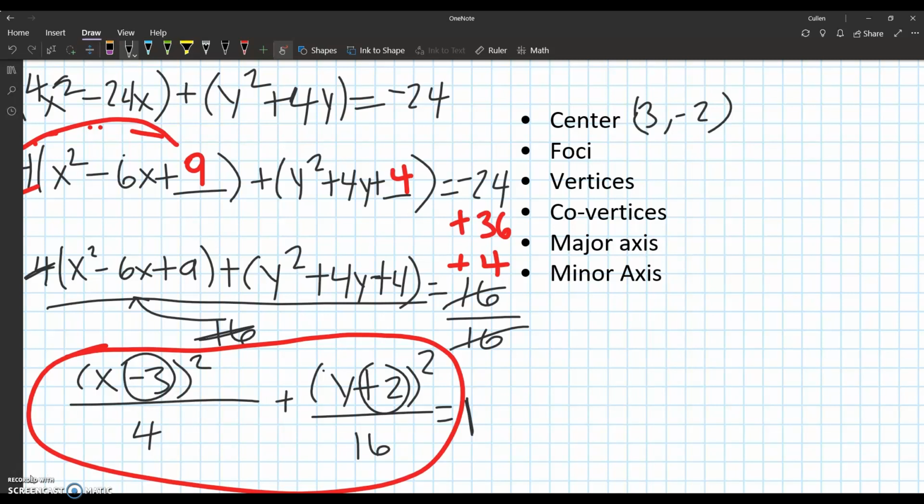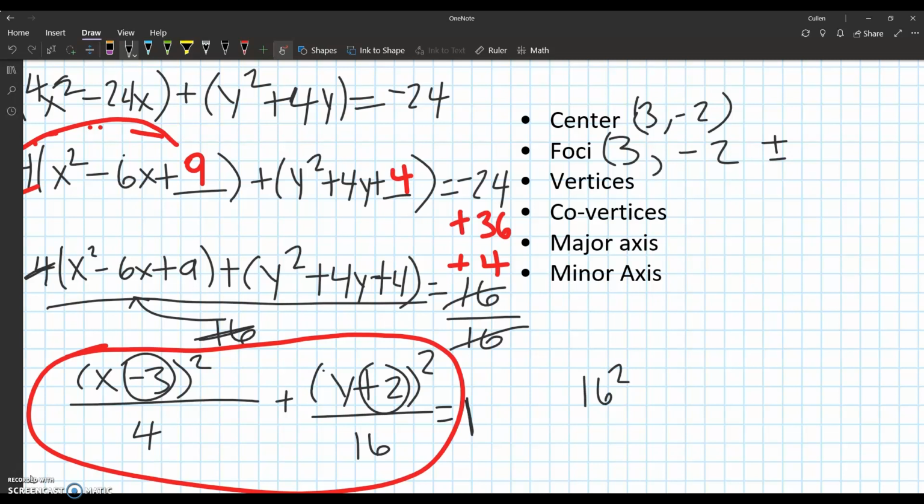And now the foci for this one, what you're going to do is take your center, and since the largest number is underneath the y, we're going to change the y coordinates. So it'll be -2, and then we've got to do plus or minus c. We got to go find what c is, and then after this we'll graph it.